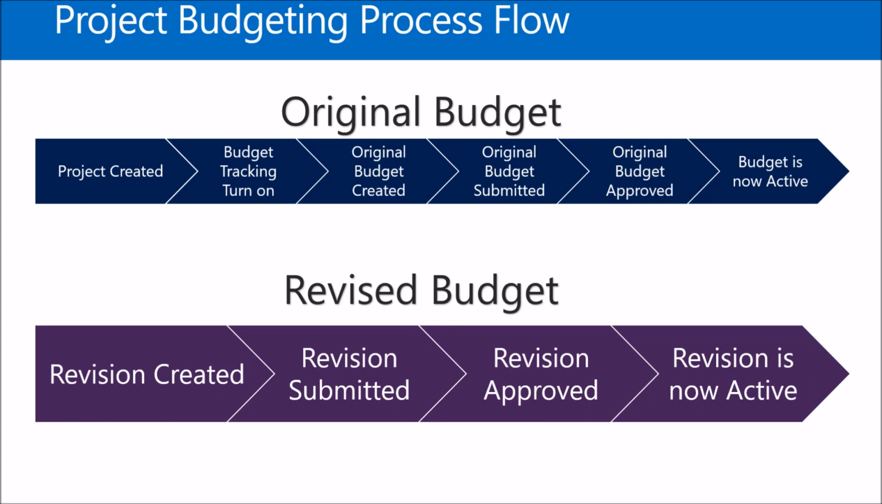There's also the entity of a budget revision, and with a revised budget, you're going to have your project created because you've already submitted an original budget and it's been approved. To revise that, it's pretty straightforward. You just go in and create a budget revision, submit it to workflow, get it approved through workflow, and once it's approved, that revision is now active. So that is the process flow within Dynamics AX.